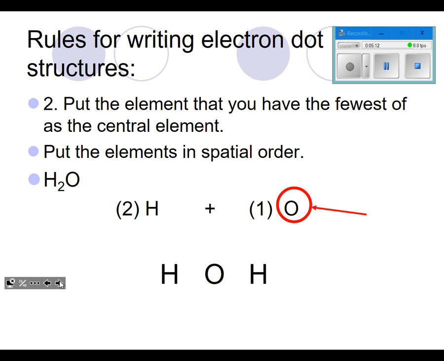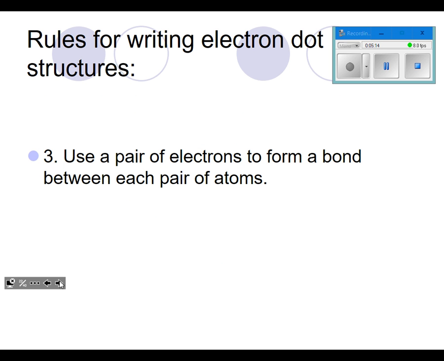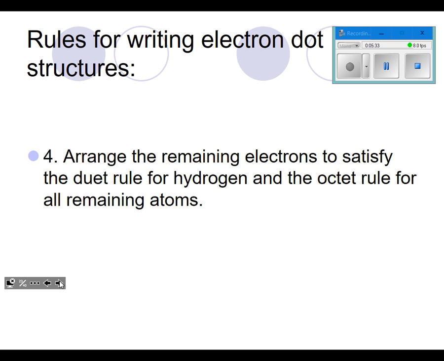That's step 2. Now step 3, use a pair of electrons to form a bond between each pair of atoms. So again, just draw the bonds. So we'll do a line drawn there to show that bond, and a line drawn there to show that bond. So that's step 3. Step 4, now use other electrons to either satisfy the duet rule for hydrogen or the octet rule for any of the other atoms.